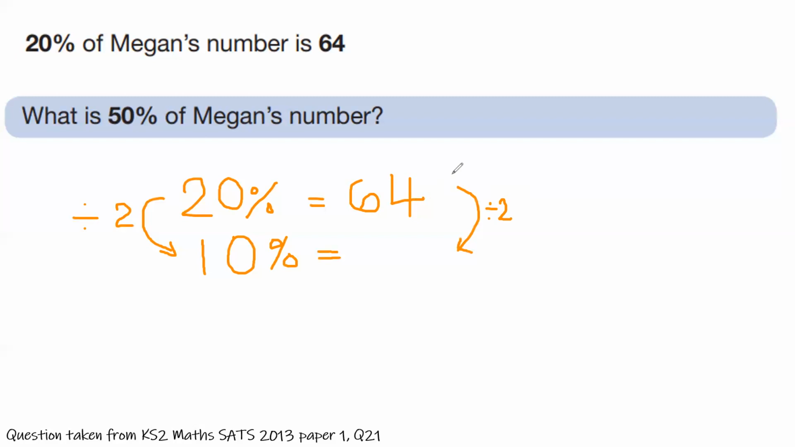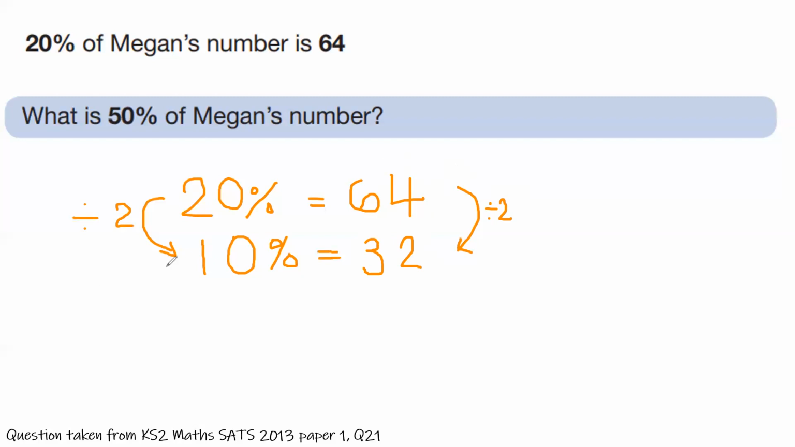So 64 divided by 2. The way that I think this is easiest to do, because both of these are even numbers and we're dividing by 2, is to do 4 divided by 2, which is 2, and 6 divided by 2, which is 3. It won't necessarily always work like that, but for this case where we're just dividing by 2, this is quite an easy method. So we've worked out that 10% is 32.